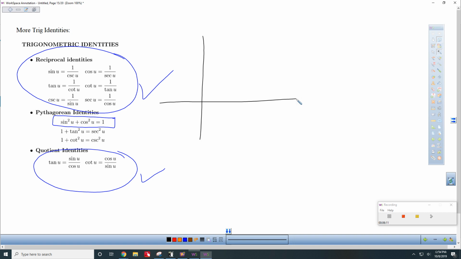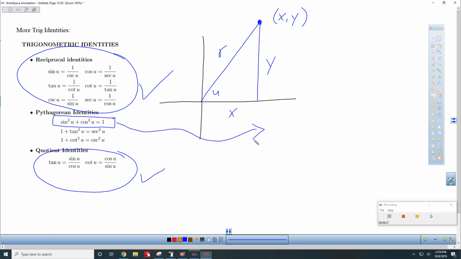Now, Tara, let's say I just have any general triangle where my angle is u. And if this is the point x comma y, then that's x, and this is y, and that's r. Do you recognize that? So, I want to prove that. Do you understand what this is saying?